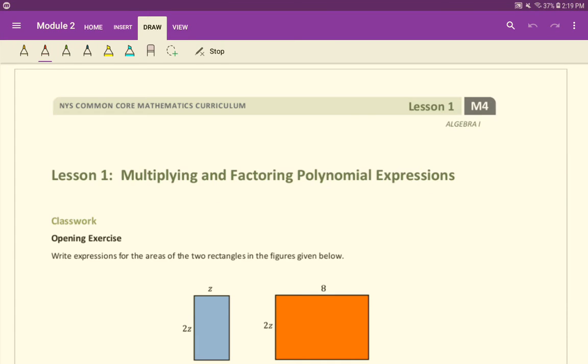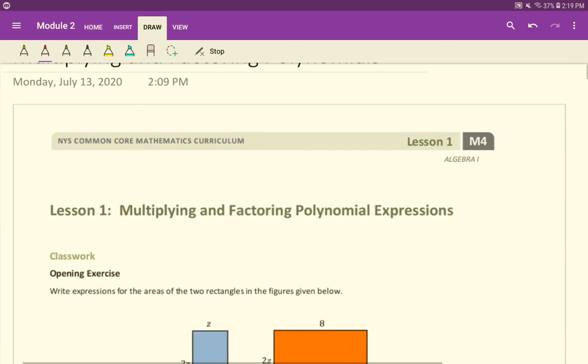Hello everyone, welcome back. Today we start with our first lesson in Module 2 dealing with multiplying and factoring polynomial expressions. The main focus of today is going to be, well actually we're going to be doing both, so I should correct myself there. So let's start out here.